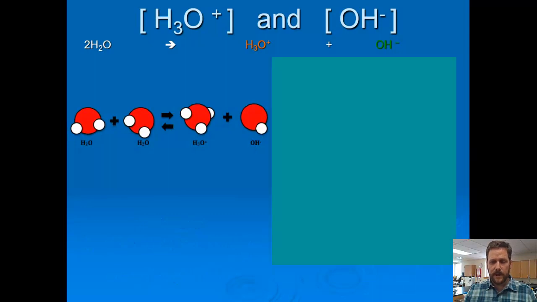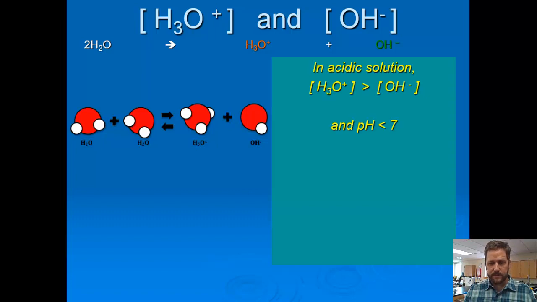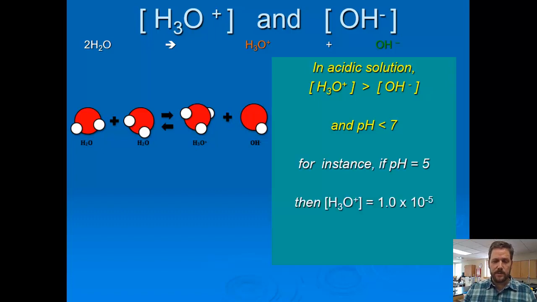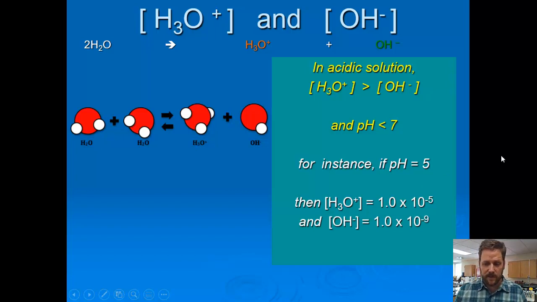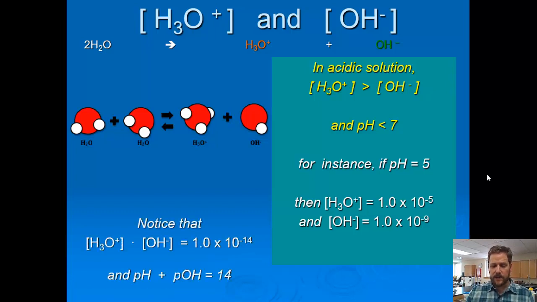For instance, let's look at an acidic solution. In an acidic solution, there'll be more hydronium than hydroxide, and the pH will be less than 7. For instance, if the pH of the solution is 5, that means the concentration is 0.00001 molar in hydronium. A pH of 5 means the concentration is 1 times 10 to the negative 5th molar in hydronium. That means the concentration of hydroxide will be much smaller. Again, the pH and the pOH will always sum to 14. And the product of the molarities of hydronium and hydroxide will always be a constant we call Kw.